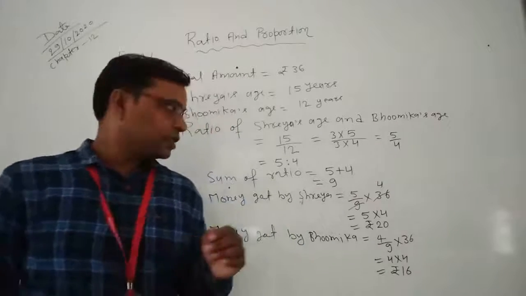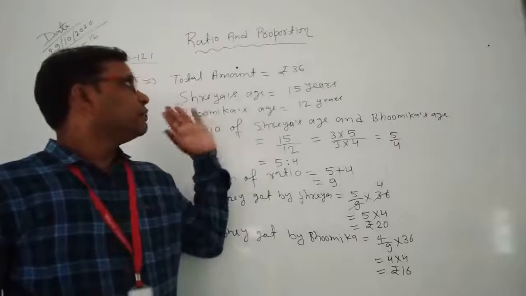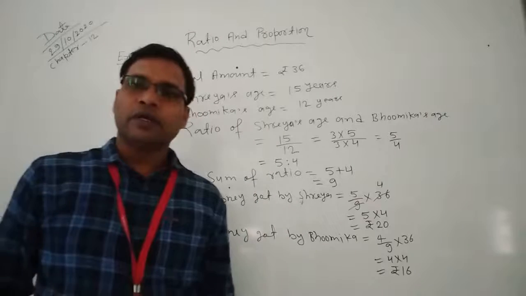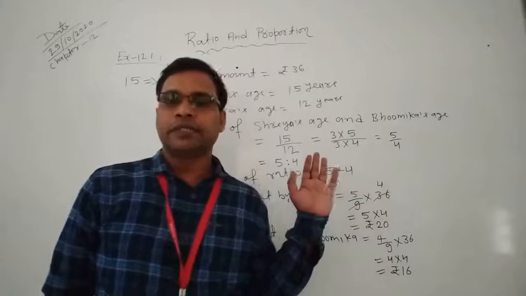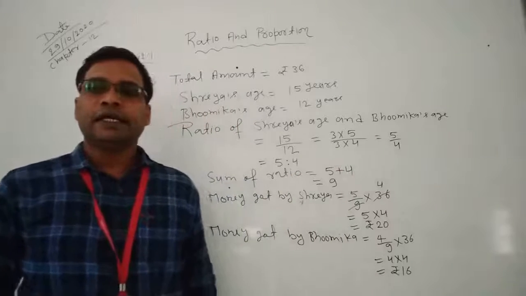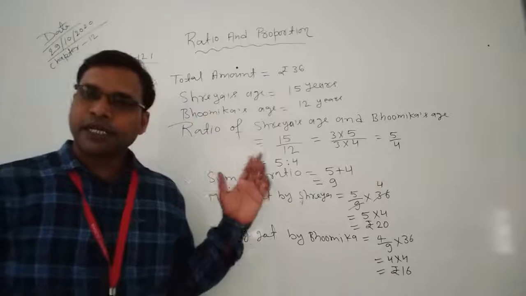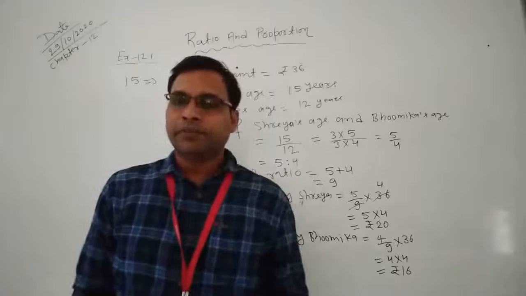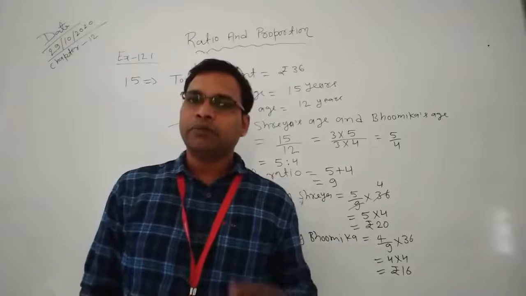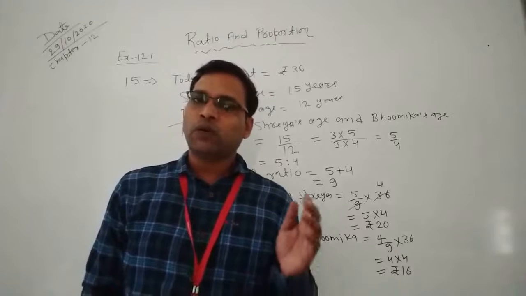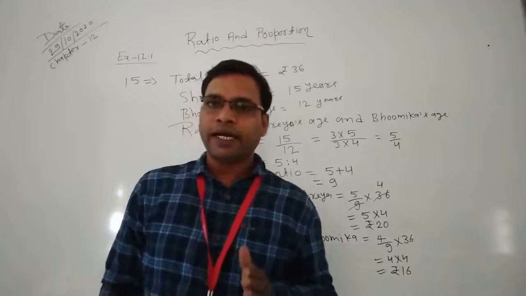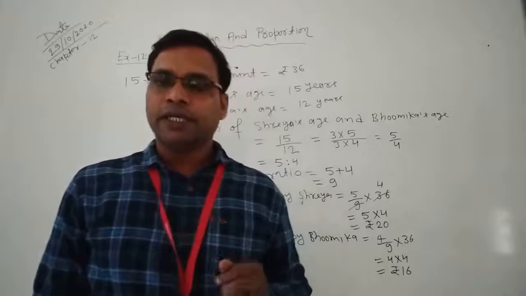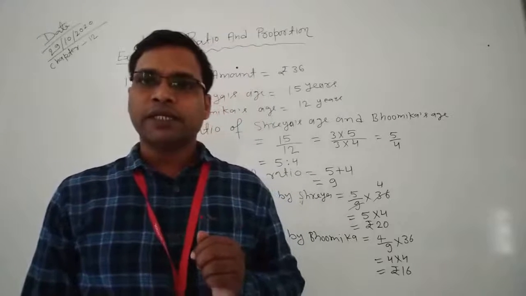So in this question, first we write total amount. What is total amount? Total amount is given here, 36 rupees, and age of Shreya is also given, 15 years. Age of Bhumika is given, 12 years. So first what you find here? First you find here the ratio of their age. How can we find the ratio of their age?